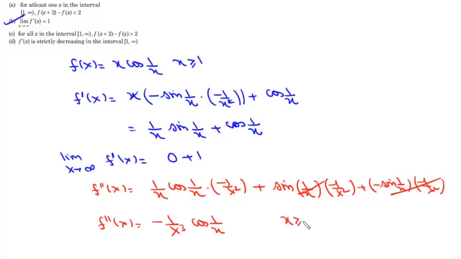Now when x is greater than or equal to 1, then 1 upon x will be less than or equal to 1, and this is greater than 0. Now 1 is less than pi by 2, and from 0 to pi by 2, cos x is positive, so this is positive, and we have this negative sign, so that means f double dash x is less than 0, and if f double dash x is less than 0, that means f dash x is strictly decreasing in the interval 1 to infinite. That means this option D is also correct.